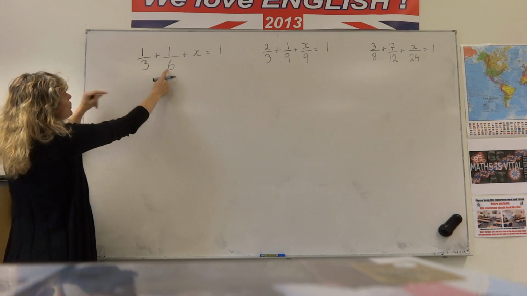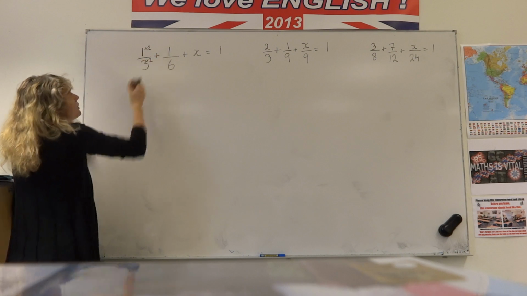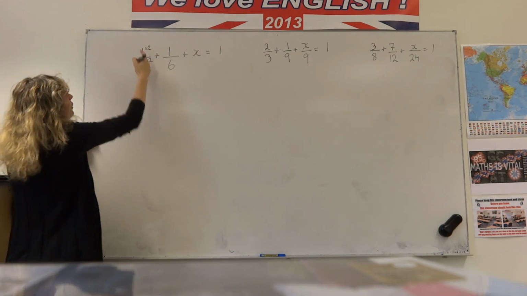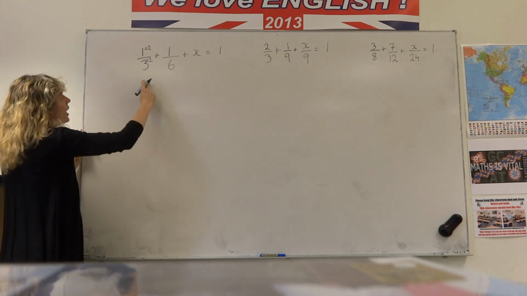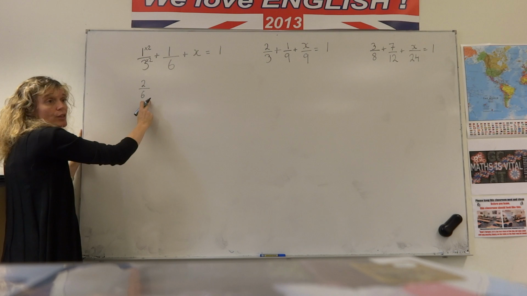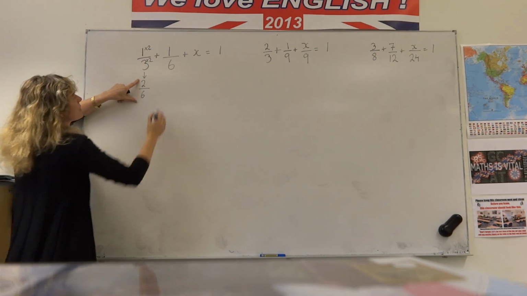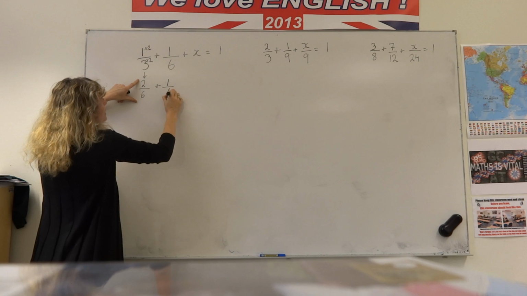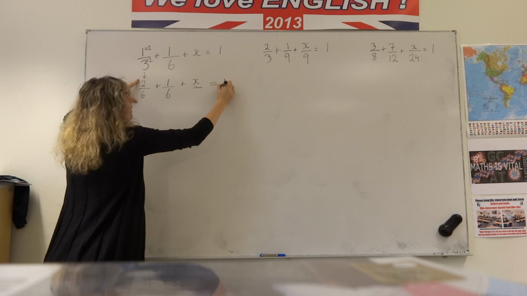Okay? So we'll have to change this third to sixths by multiplying top and bottom by 2. A third is the same as the fraction 2 sixths. You could divide top and bottom by 2 here and you get 1/3 as the answer. So this is now converted to 2 sixths. 2 sixths plus a sixth plus something, which we don't know what, equals 1.